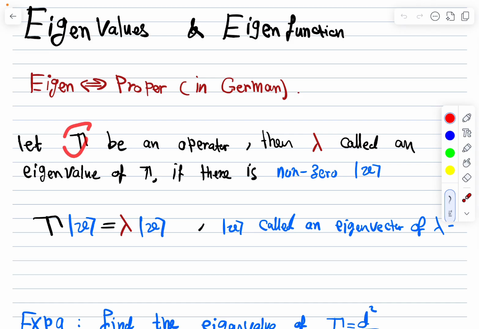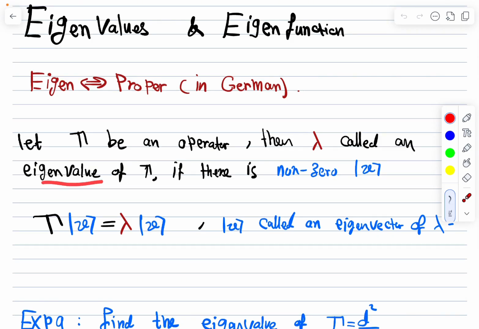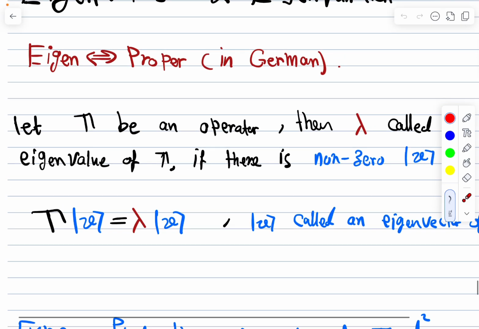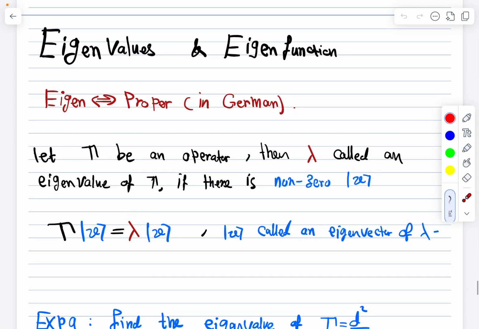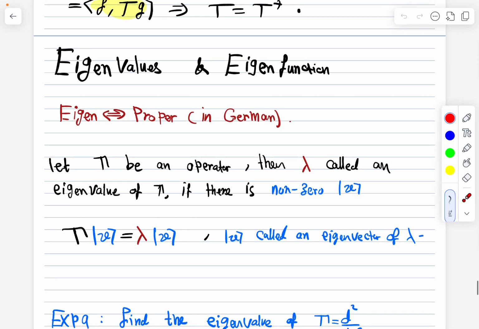So let's assume that we have an operator T, and we have a lambda as a scalar. We call it an eigenvalue, or a proper value, of T if there's a non-zero vector, a specific vector or state, such that if I apply the operator on that vector, I will get the same vector but multiplied by some scalar. So this is an eigenvalue, and we call the corresponding vector the eigenvector of lambda. The eigenvalues and the eigenfunctions are essential, especially for the self-adjoint operator, as we will see.